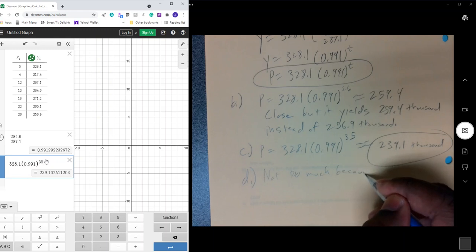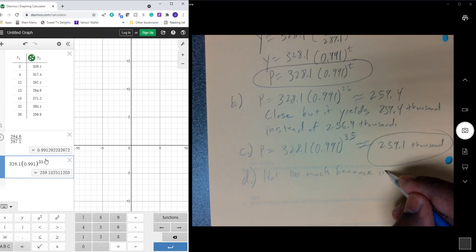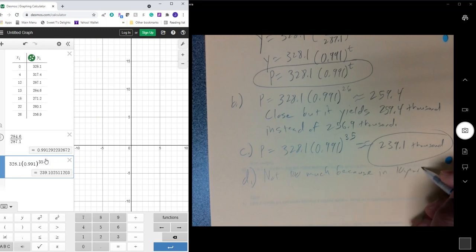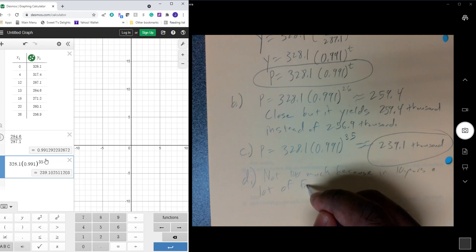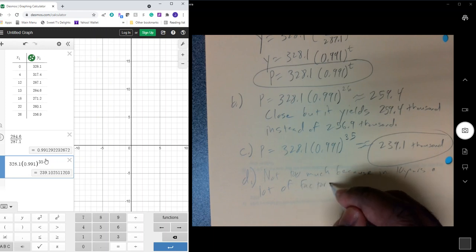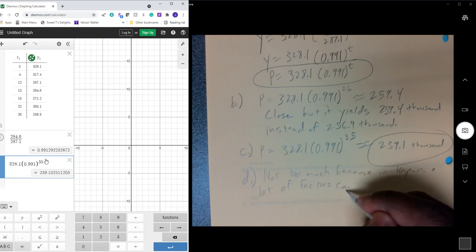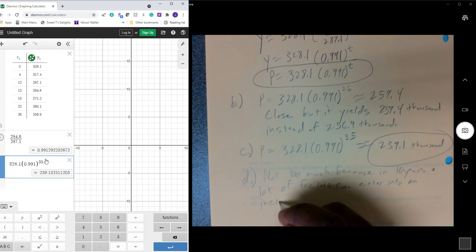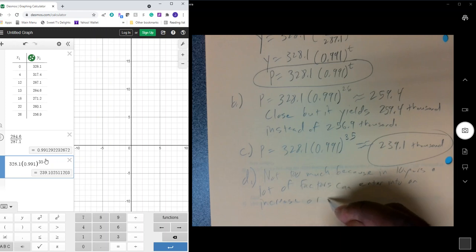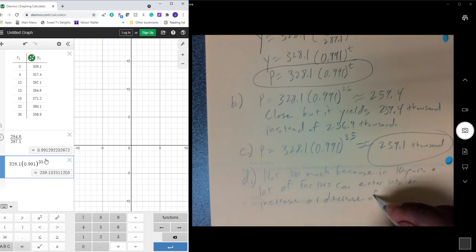Because in 10 years, a lot of factors can enter into an increase or decrease of a population.